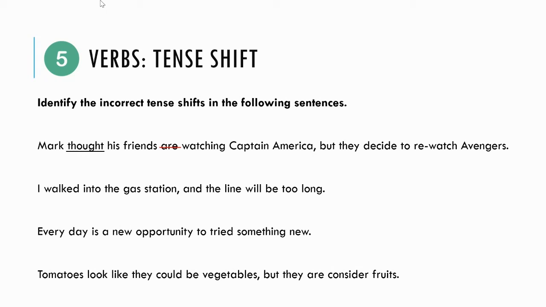In the first example, the present tense are became the past tense were, and the present tense decide became the past tense decided to agree with the past tense thought. In the second example, the future tense will be became the past tense was to agree with the past tense walked.